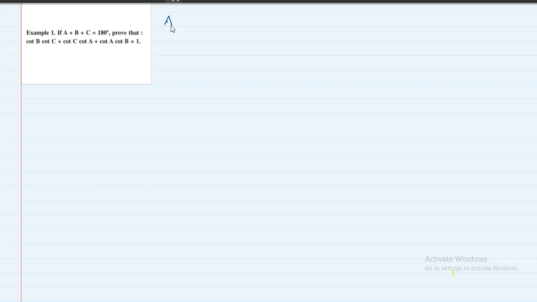Okay, so we know that a plus b plus c is equal to 180 degree or pi. Can we say that a plus b is equal to 180 minus c? Now what we'll do is, since we have to prove everything in terms of cot, we'll take cot on both the sides. So cot of a plus b is equal to cot of 180 minus c.